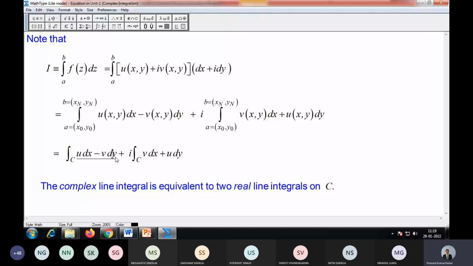This is a real integral because u and v both are real, and this is also a real integral. But this i is going to make the whole thing a complex integral. So the complex line integral is equivalent to two real line integrals on C. The complex integration from a to b of f(z) dz is equal to two real line integrals on C.